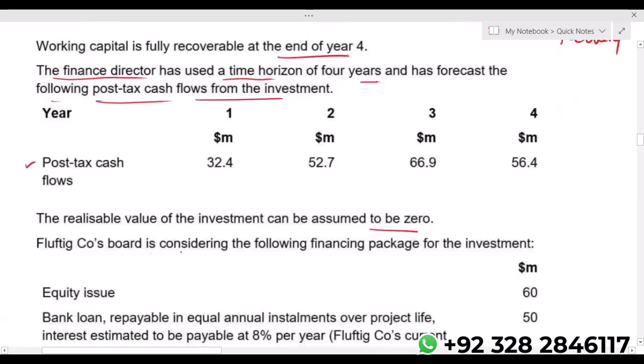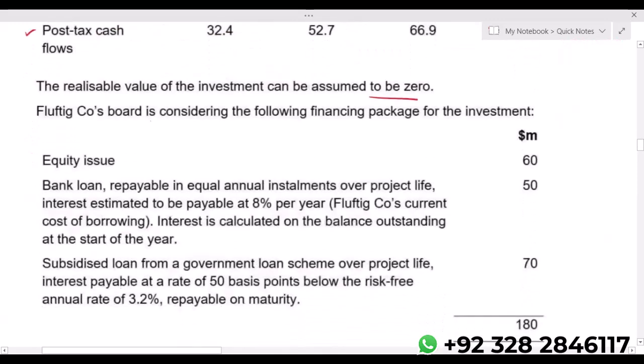Fluff company's board is considering the following financing package for the investment. Equity issue is 60. Bank loan repayable in equal annual installment over the project life, which is 4 years. Interest estimated to be payable at 8% per year. Fluff company's current cost of borrowing, 8%, also shows the current borrowing rate. Interest is calculated on the balance outstanding at the start of the year.